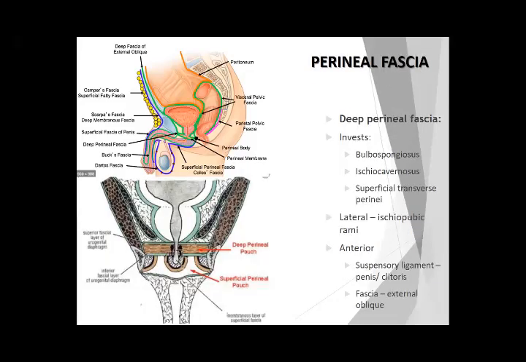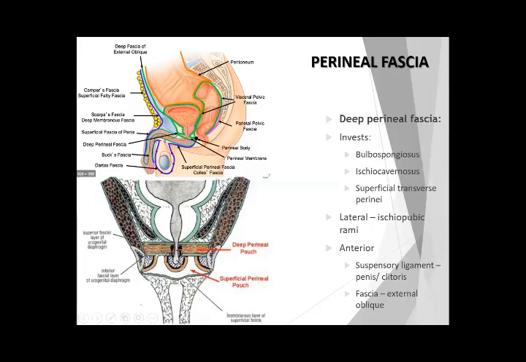Now, there's one more type of fascia, which is the deep perineal fascia. This deep perineal fascia invests these muscles: bulbospongiosus, ischiocavernosus, and over here you would have the superficial transverse perineal. So, tracing from one side, and laterally, obviously, you have the ischiopubic rami. These are the ischiopubic rami.